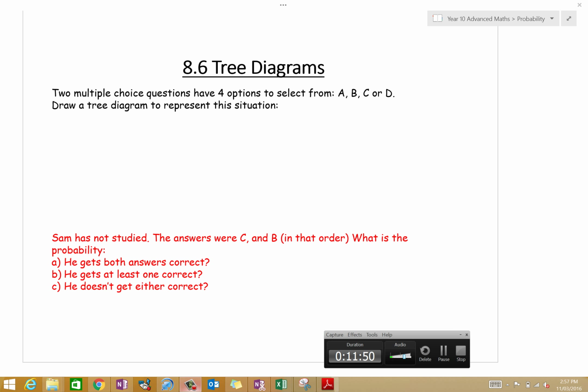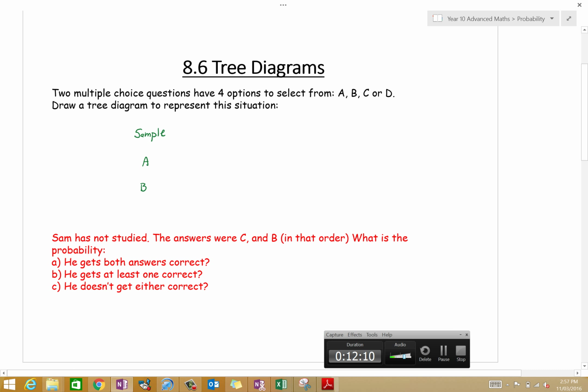Now, a lot of the time we'll ask you in your assessment, please draw a tree diagram, and from that tree diagram we'd ask you several questions. Now, it says 2 multiple choice questions, draw a tree diagram. Well, we'll talk about this. This is our first sample, and our sample space is A, B, C and D, isn't it?